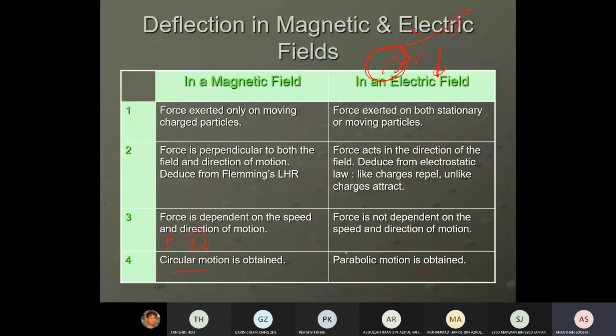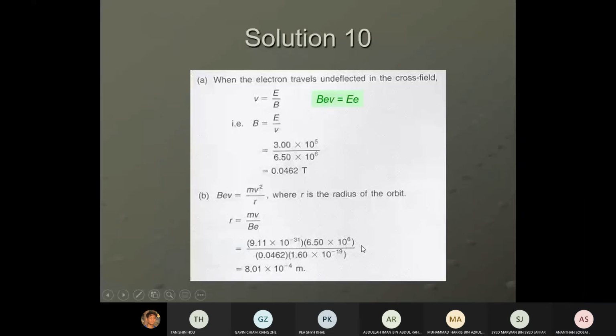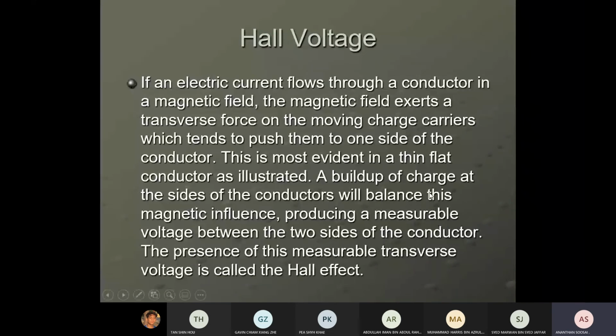Finally, the magnetic field gives a circular path, while the electric field gives a parabolic path. This question I skipped is similar.